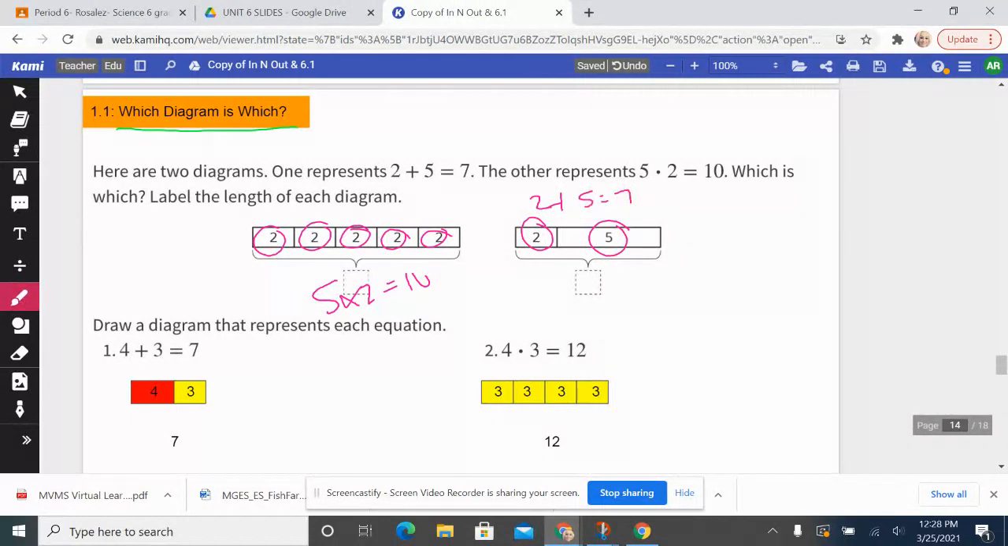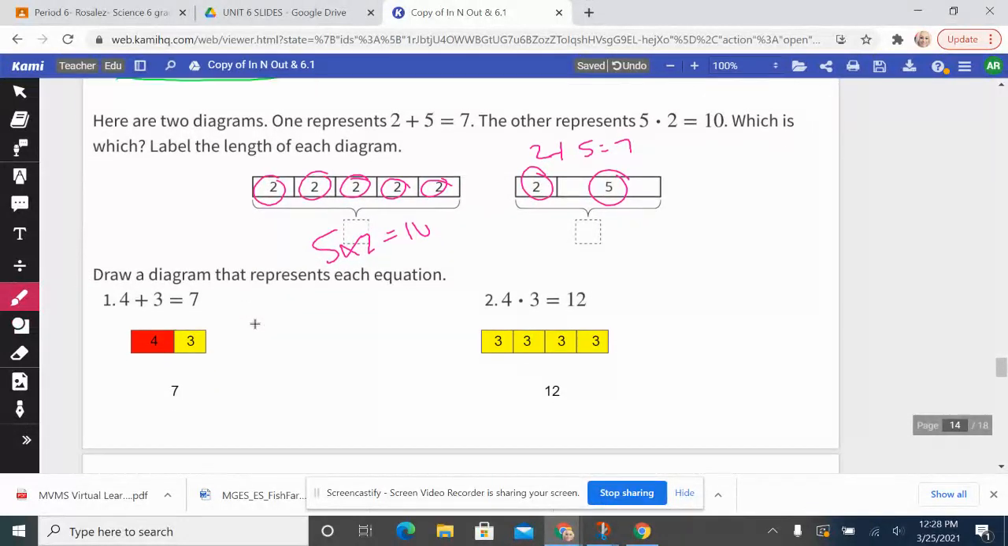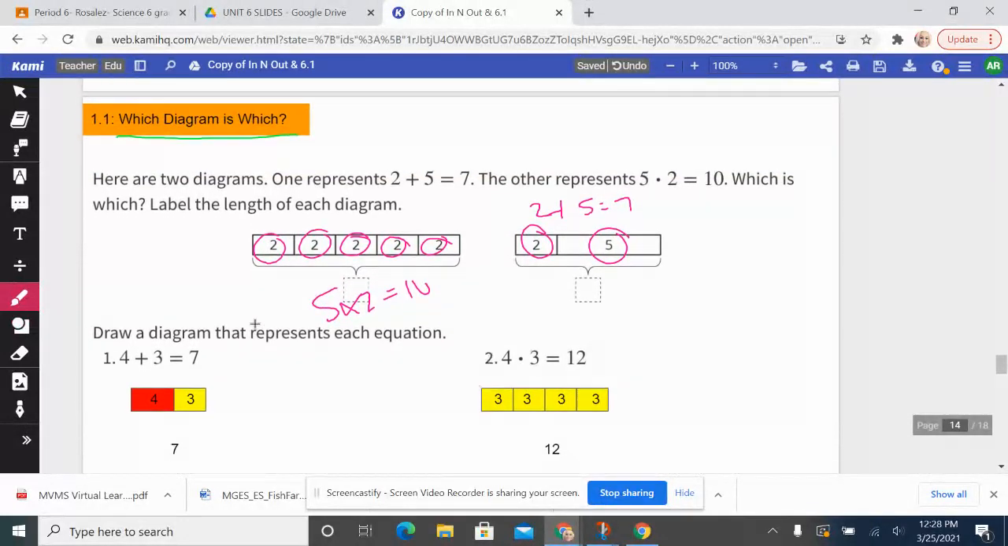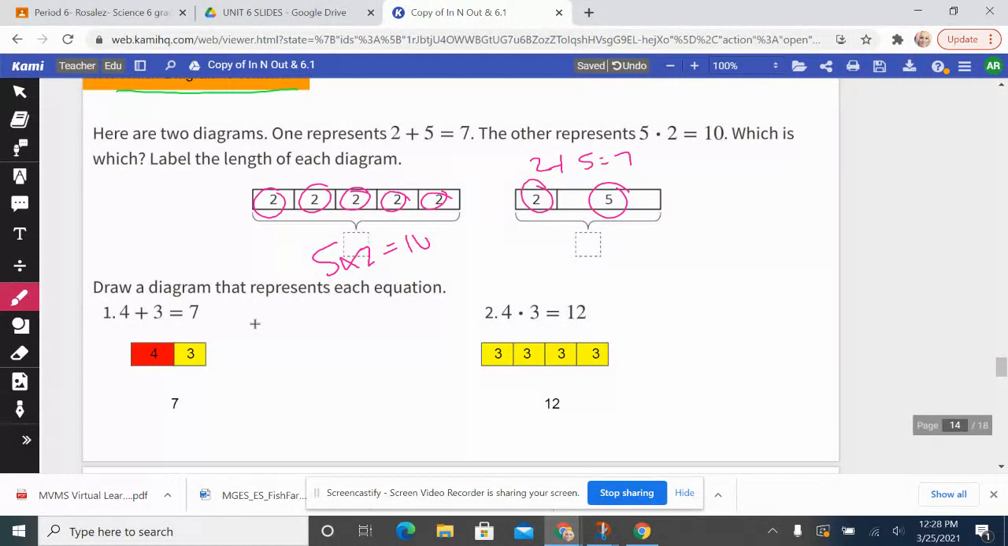Okay, sorry, I didn't mean to be confusing there. I confused my own self. So now you're going to do number 1 with me. You're going to draw a diagram that represents this equation. So this 4 and this 3 makes 7. So you're going to draw the red and the yellow. Okay, and then you're going to put 4 and 3, and then that makes 7.